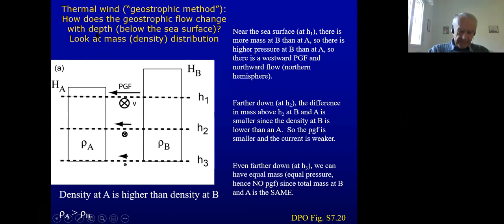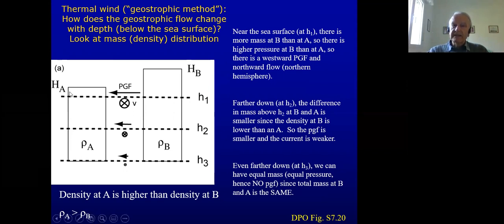This is called the thermal wind relationship. The thermal wind relationship explains the vertical shear, the vertical changes of the horizontal geostrophic flow, due to the horizontal internal pressure gradient force caused by the uneven distribution of density.